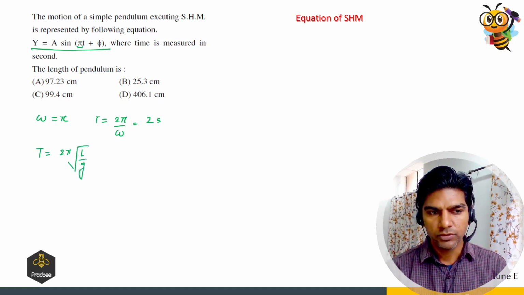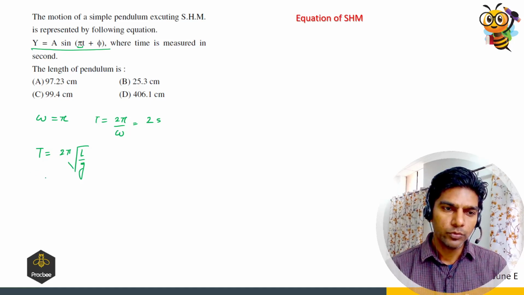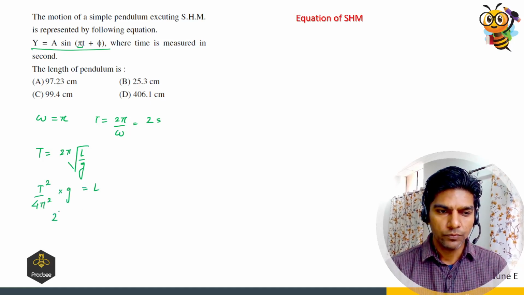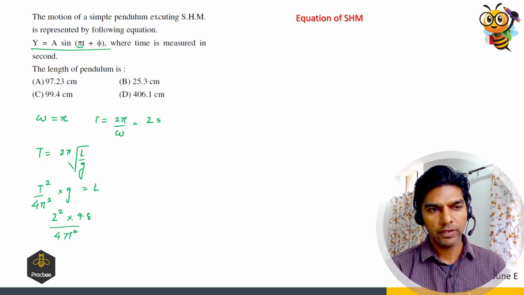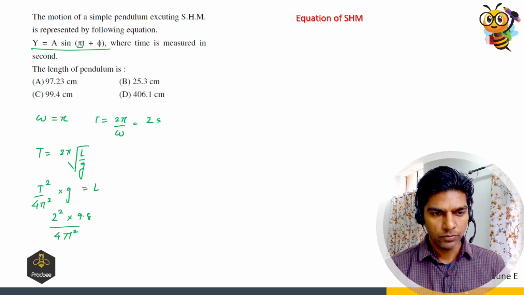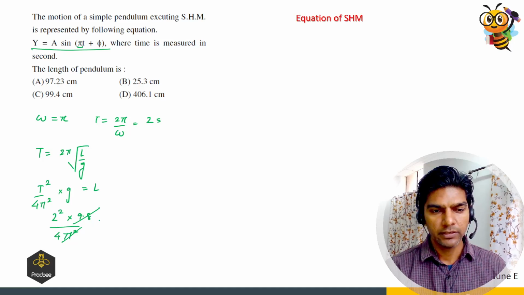So let us use this formula to find the length of the pendulum. If I square on both sides, we will get T squared divided by 4 pi squared times g will be the length. T is given as 2 seconds, and g is 9.8, divided by 4 pi squared, right? So we have to find the approximate answer. And we know that pi squared is nearly equal to 9.8, so we can eliminate this, and this length comes out to be nearly equal to 1 meter.